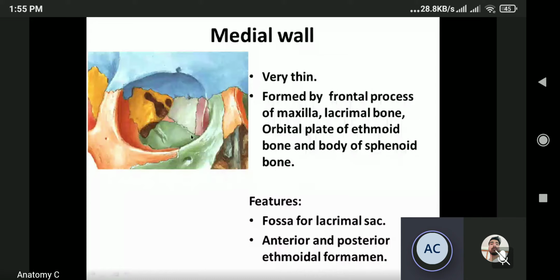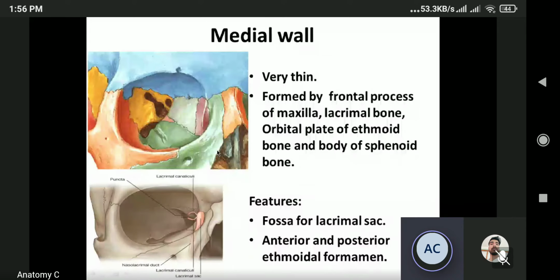This is the lacrimal bone. This is the orbital plate of ethmoid bone, and the body of the sphenoid is behind it. Here after this you will get the body of the sphenoid. Again, this is very thin. So while you see the skull, this part is often broken because it is very thin. So what are the features present over here: the fossa for the lacrimal sac, and anterior and posterior ethmoidal foramina. As this is the ethmoid bone, the anterior and posterior ethmoidal foramina are present over here. Look at here, this is the lacrimal sac, present in the lacrimal groove.